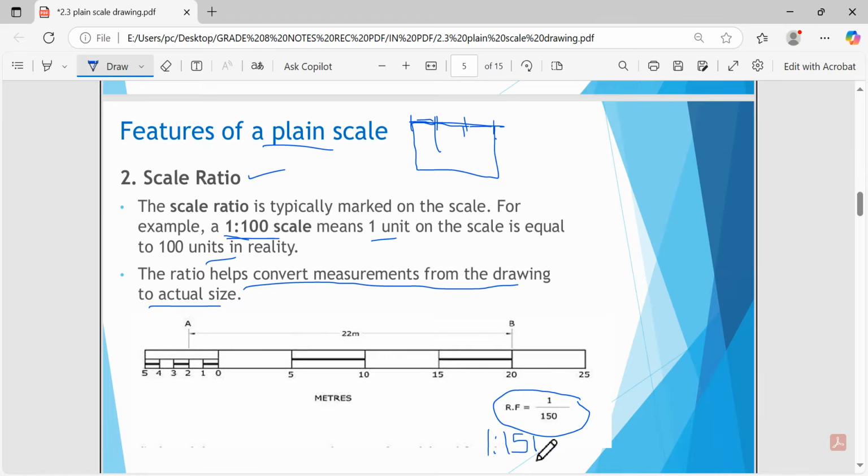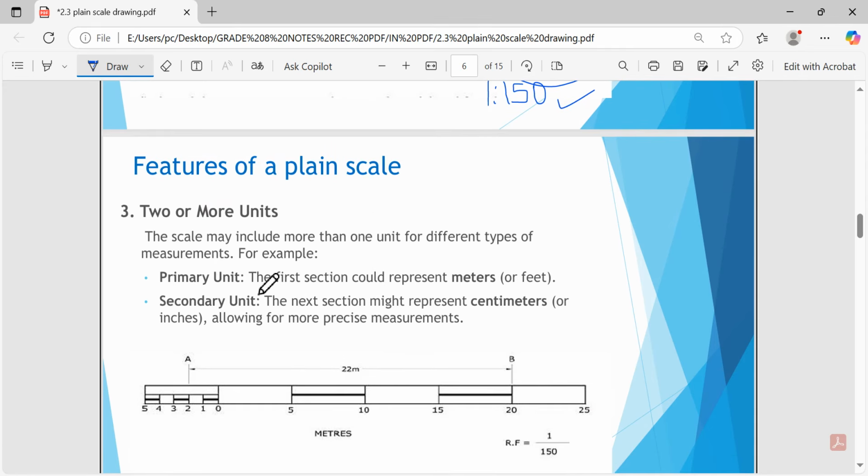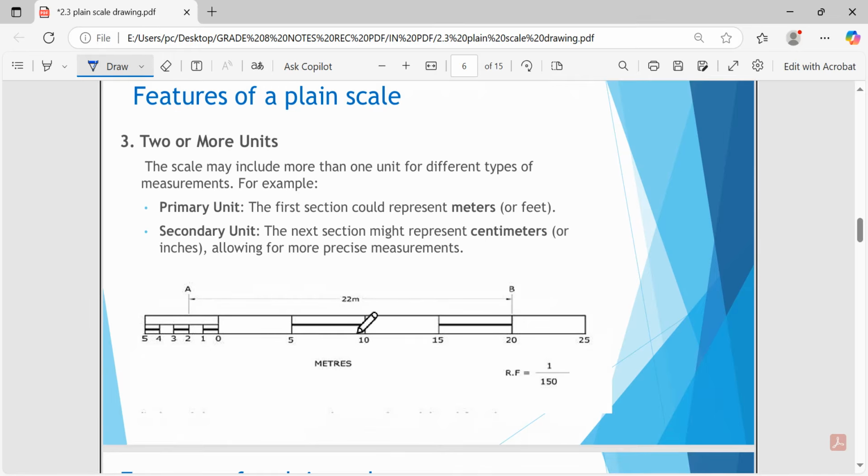So yeah, okay, this and this are the same. The representative fraction is always in fraction, but it means that 1 centimeter represents 150 centimeters in the actual drawing. Okay, so then from there you can do the conversion of the centimeters to meters, if for example you are using this. Another feature of a plane scale is it has 2 or more units. This is what we talked about.